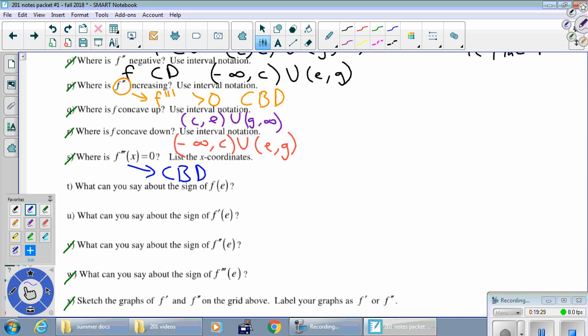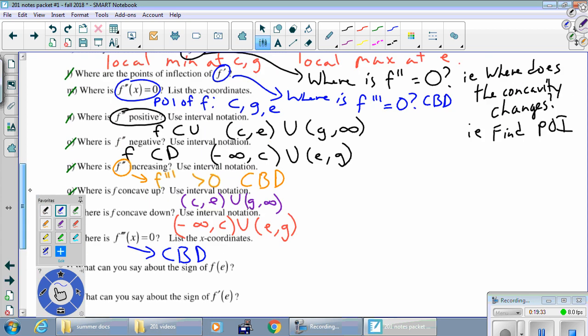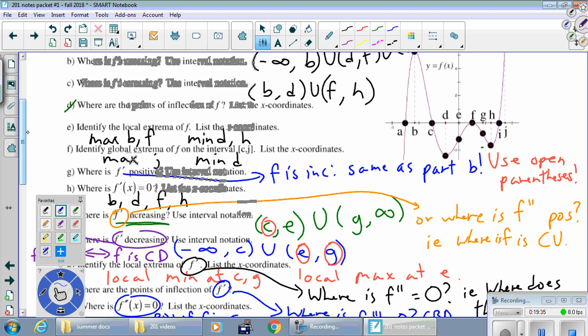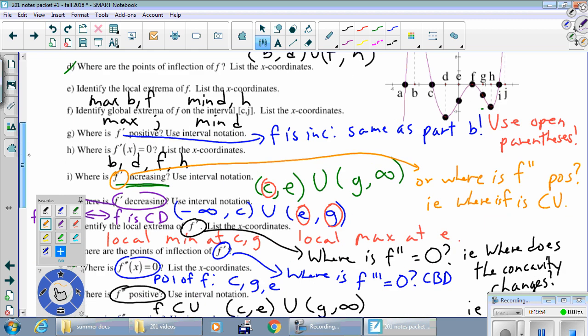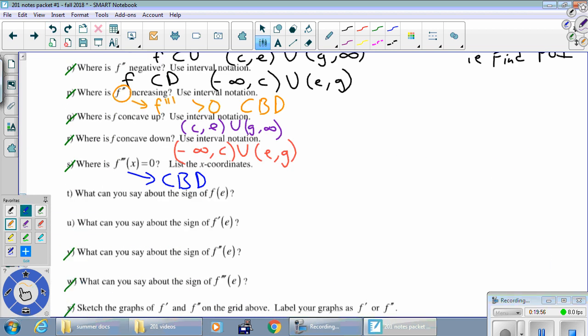Okay, T, what can you say about the sign of f of E? All right, f of E is a y value that is on the graph. f of E is this y value right here. It's whatever the y number is on the y-axis, the y-coordinate for that point, which happens to be the y-intercept. Is it positive? Is it negative? Is it 0? Well, it's negative. You're not supposed to be able to read what the number is, but just tell me that it's negative because you see that that point is physically below the x-axis. Okay, so f of E is a negative number.